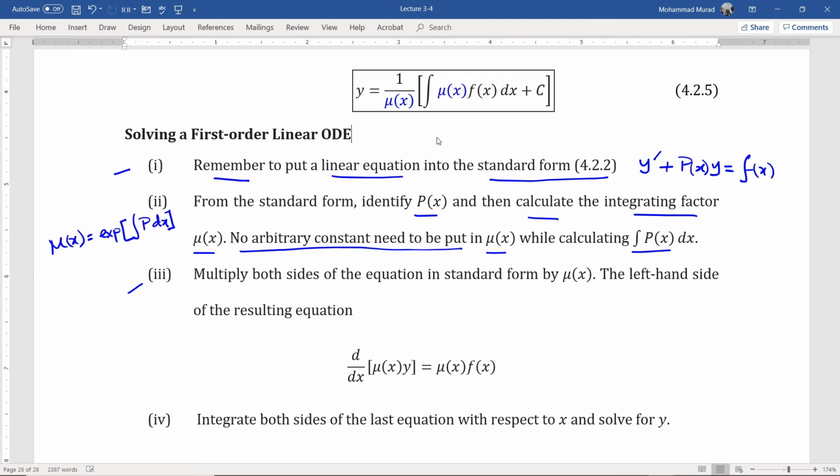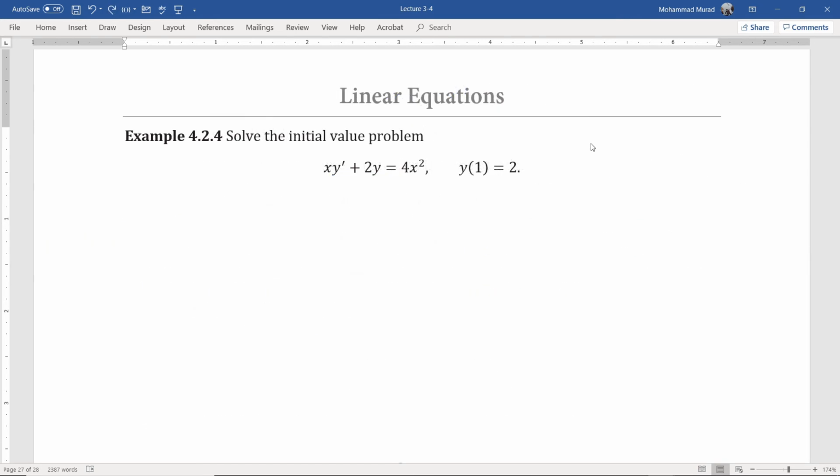3. Multiply both sides of the equation in standard form by this integrating factor. The left-hand side of the resulting equation can always be written in this form: the derivative of mu times y with respect to x equals mu times the function f. Step 4. Integrate both sides of the last equation with respect to x and solve for y. Now we apply these steps to solve this example.